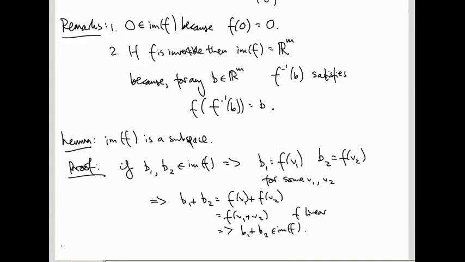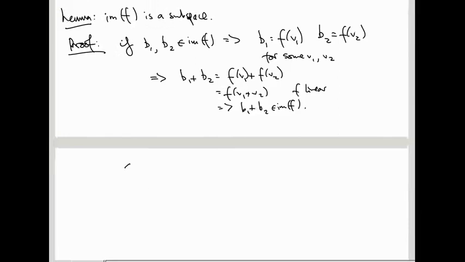Similarly, we need to prove, and I'm going to need a new page, we need to prove that lambda B1 is also in the image. Well, this is lambda of F V1. And we can take the lambda inside because F is linear, so this is F of lambda V1.